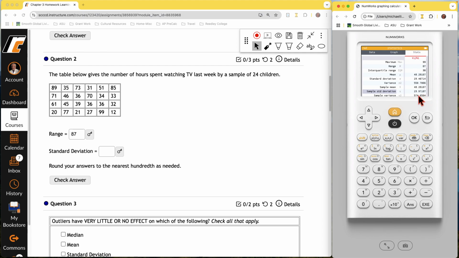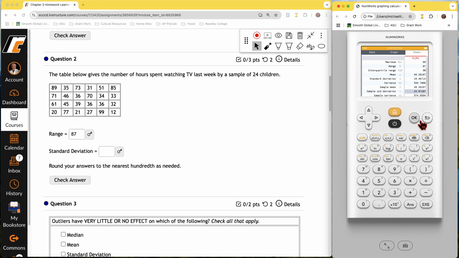The sample, because it's coming from a sample, we have to use this one. Remember, the formula is n minus 1. So it's divided by a smaller number, which actually makes your standard deviation slightly larger for the sample than it is for the population. But just make sure you choose the correct number.